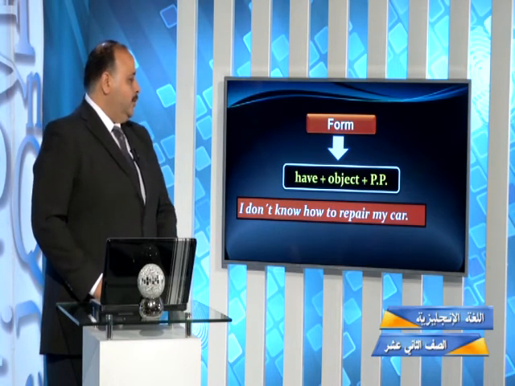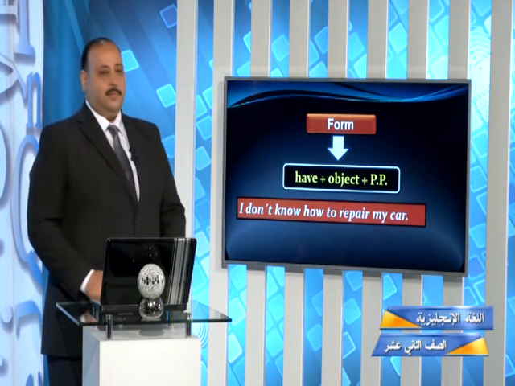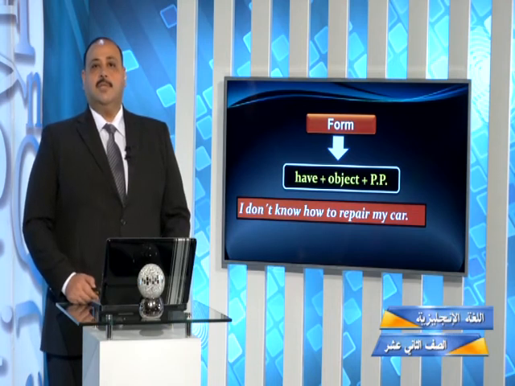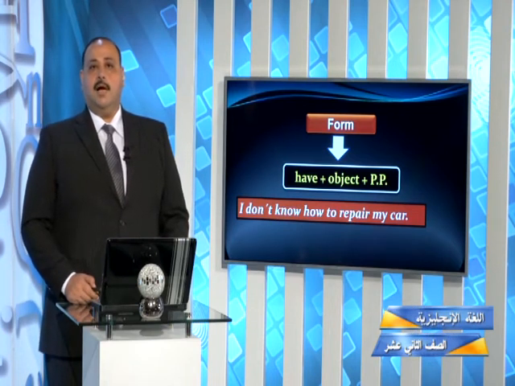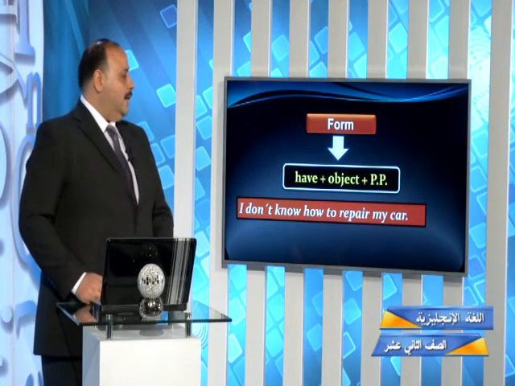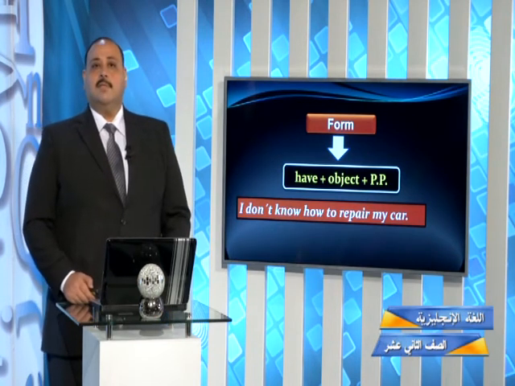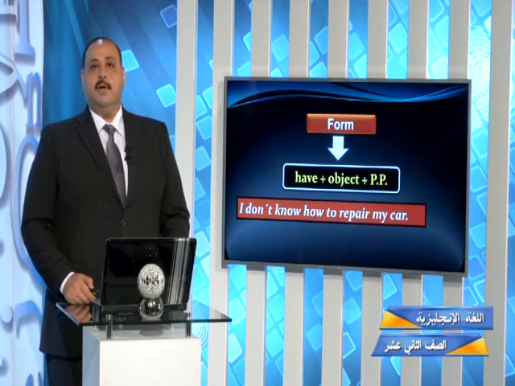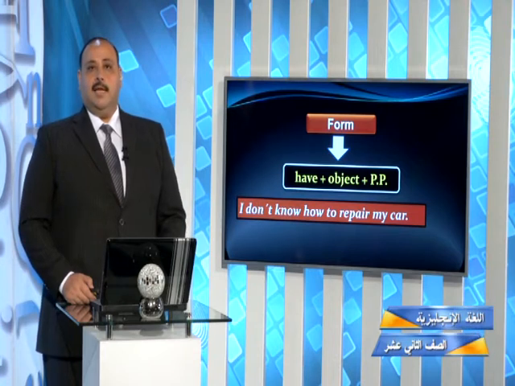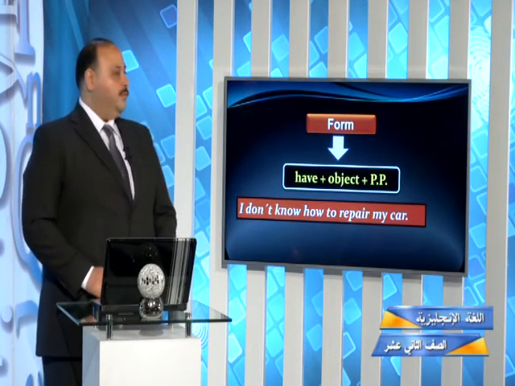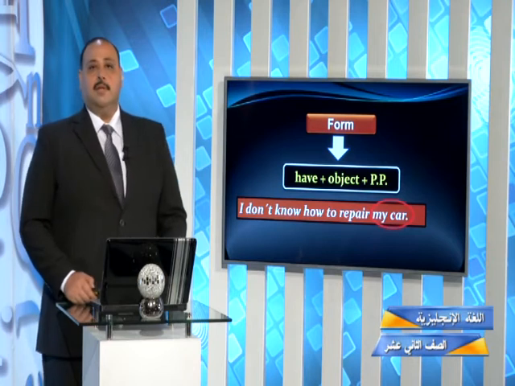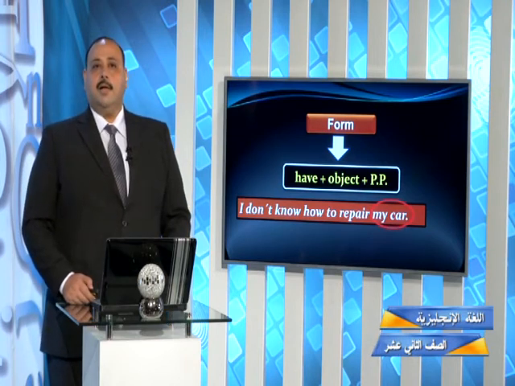I don't know how to repair my car. The question is, the subject is what? The subject is I. I don't know how to fix or how to repair my car. This means that he cannot do it, but he can cause the verb to happen. Now let's see. First of all, we have to focus on the object. The object here is my car. That's good. Now we want to change it and use causative form.